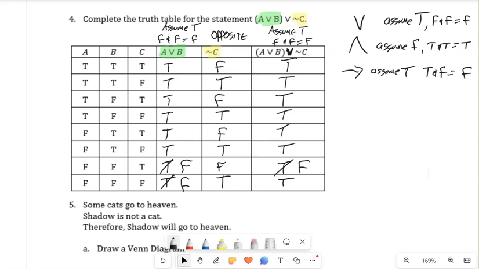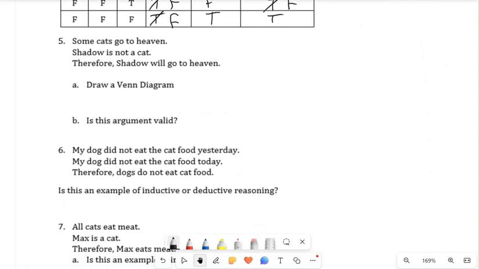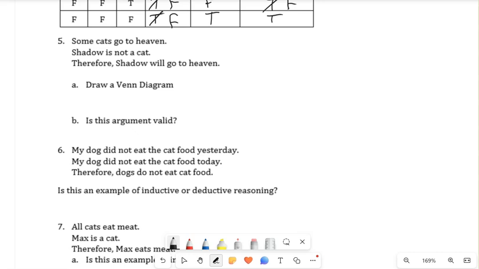All right. Number 5. Some cats go to heaven. Shadow is not a cat, therefore Shadow will not go to heaven. Draw a Venn diagram. Okay, so we have some cats go to heaven. So we'll have the heaven circle. Now there might be a bigger circle outside of this. Some cats go to heaven, but not all cats go to heaven.